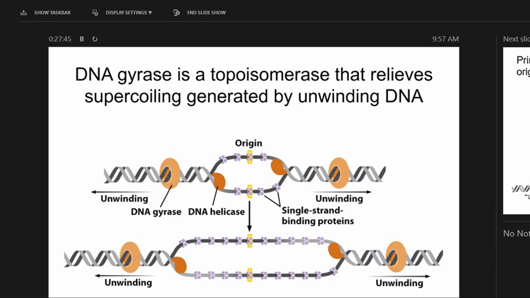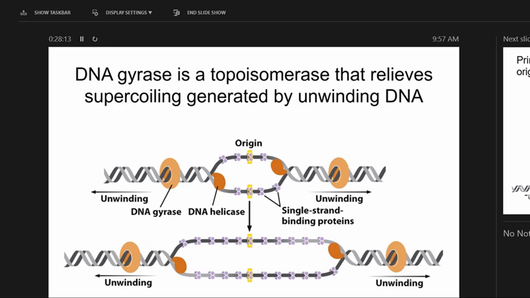So here's the replication bubble. It's got a fork at each end, and the forks are moving away from each other, right? So there is one DNA gyrase at each end of the replication bubble, right? You can say that it's in front of each fork, or you could say it's one at each end of the replication bubble. It's the same thing.